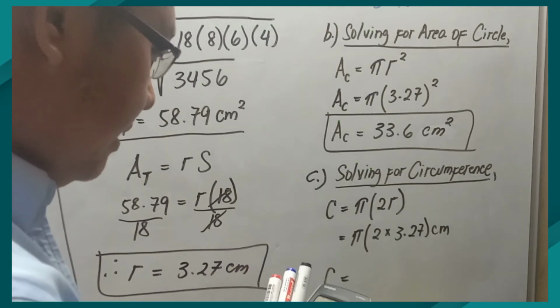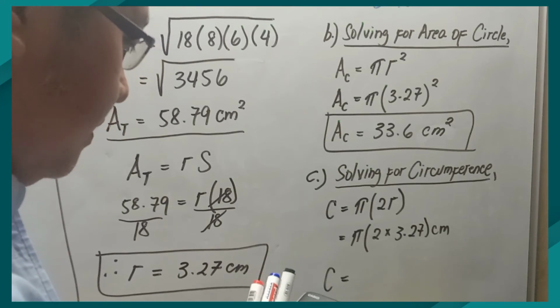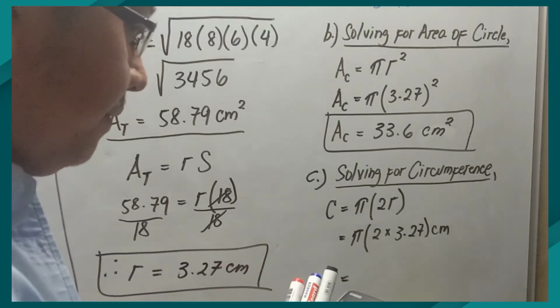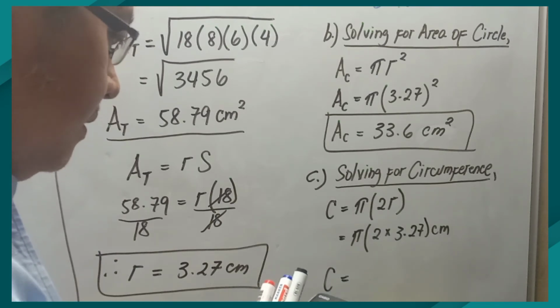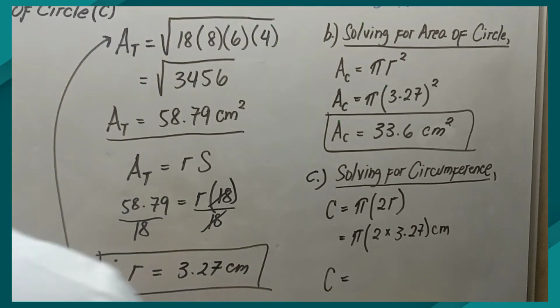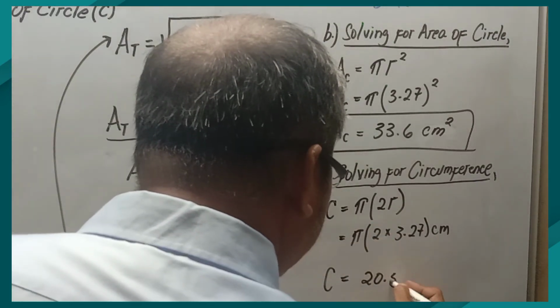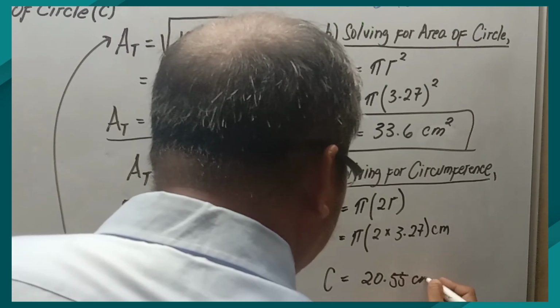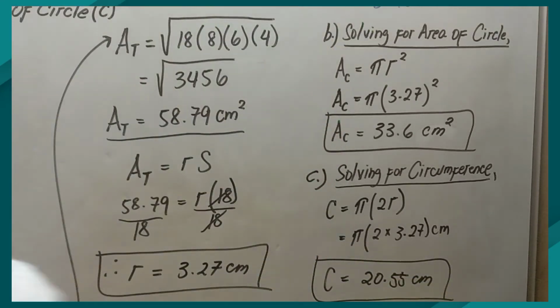So circumference is equal to, how much is one? 2 times the radius, 2 times 3.27 times pi. The value of pi is equal to 3.1416. So there are 20.55 centimeter. So that's, guys, the circumference of the circle is equal to 20.55 centimeter.